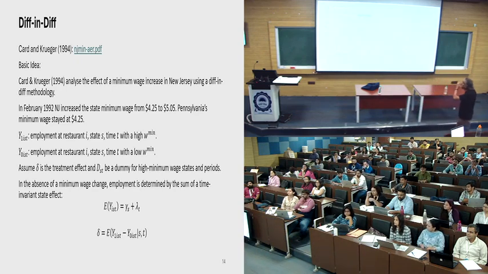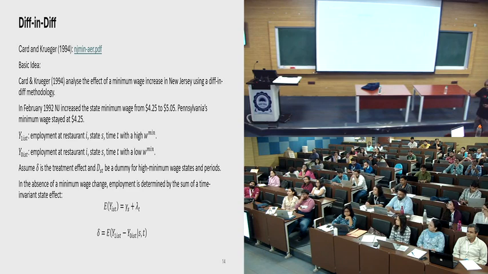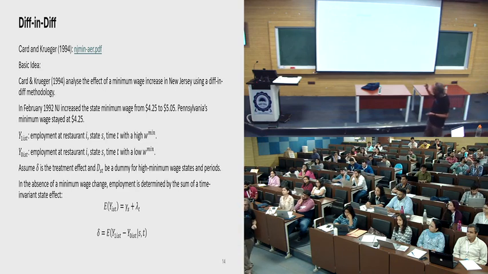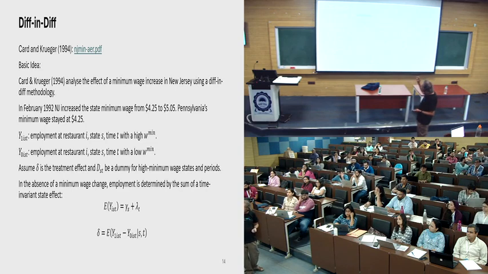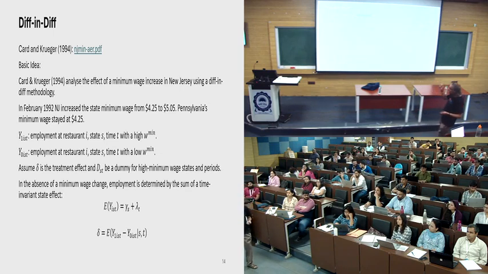So what happens? The two states are almost adjacent to each other, New Jersey and Pennsylvania. In New Jersey, there was a change in the policy in terms of minimum wage, which has been increased. Pennsylvania didn't do it. Clear? So I want to think of Y1IST, employment at restaurant I, state S, at time T with a high minimum wage, which is my 5.05. Y0IST is employment at restaurant I, state S, at time T with a low minimum wage, which is my 4.25. Clear?